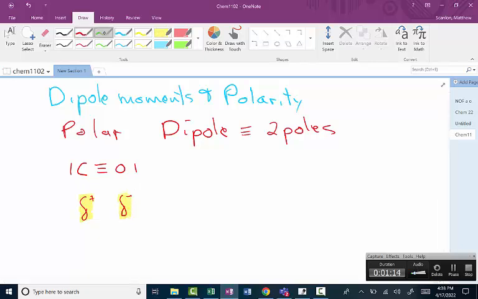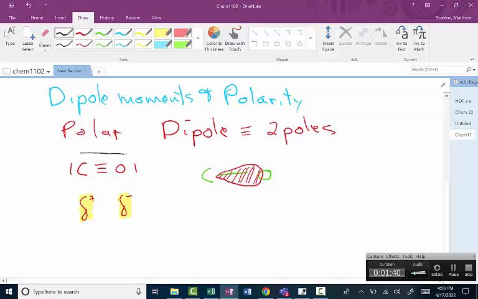What this means is when we bond the carbon and oxygen, a lot of the electron density is over here on the oxygen and not very much on the carbon. And so we say the bond is polar, and we draw a dipole vector that looks like this.